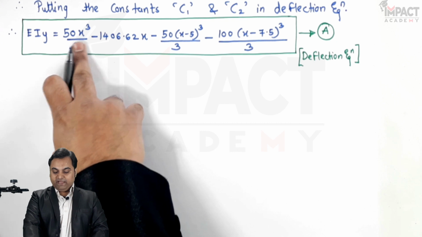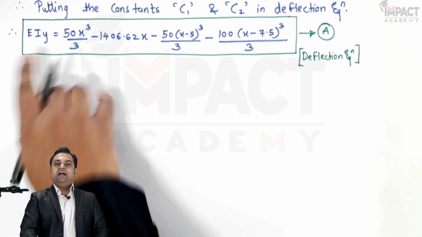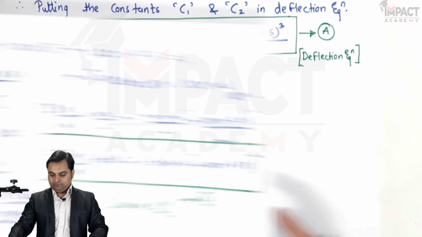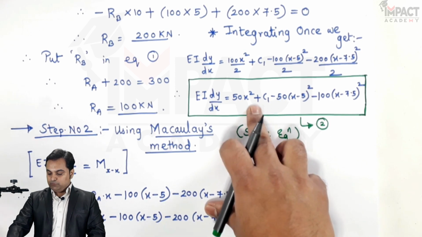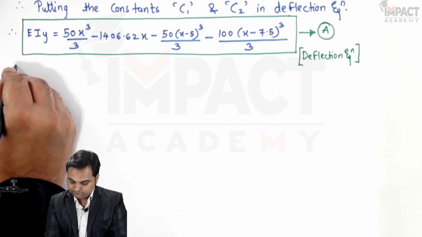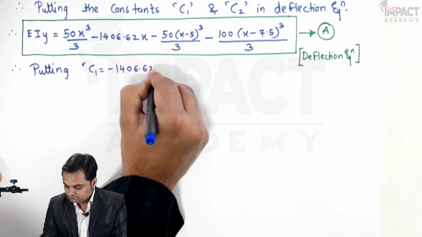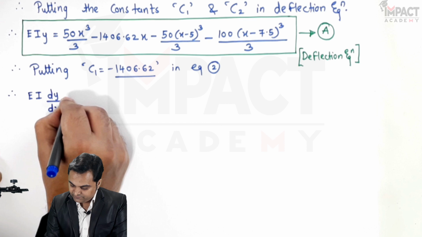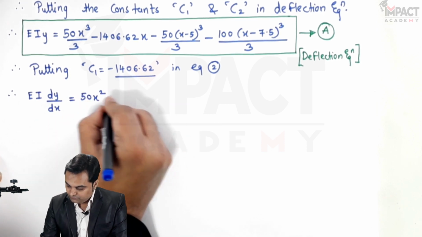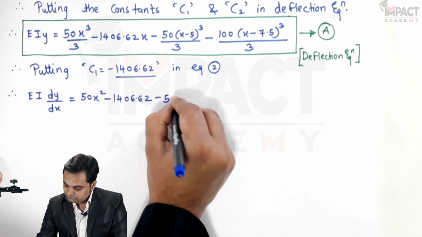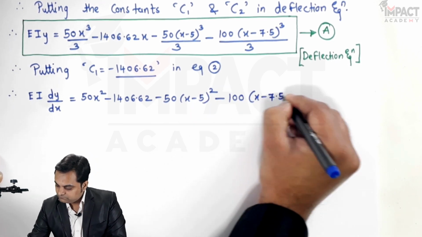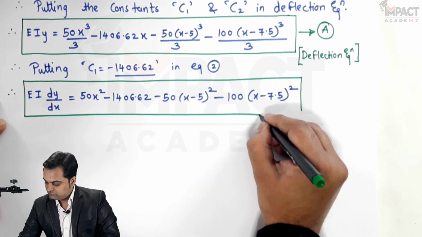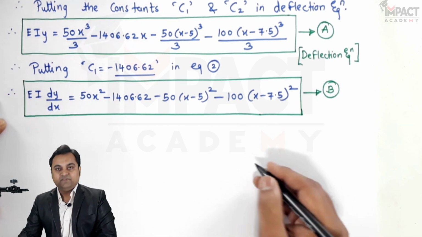Wherein, if we put any value of x into the beam, we are going to get the deflection at that location. Now, in a similar manner, I'll write the slope equation, which was in equation number second. So here I'll just put the value of C1 and get the slope equation. In equation second, therefore EI dy by dx is 50x square minus 1406.62. This is equation B, and it is the final slope equation.